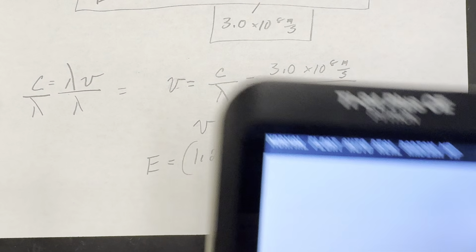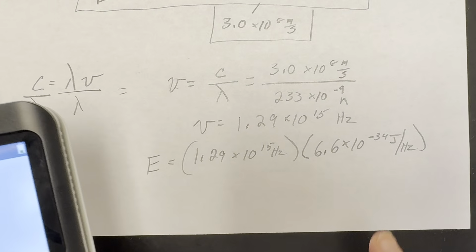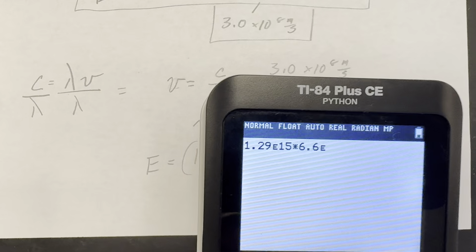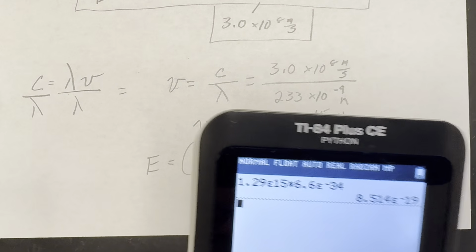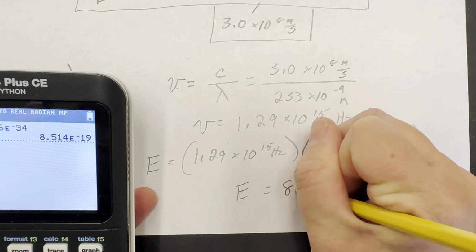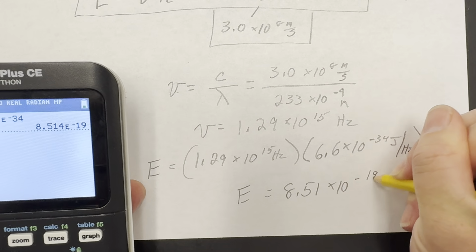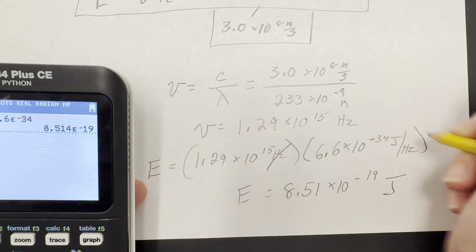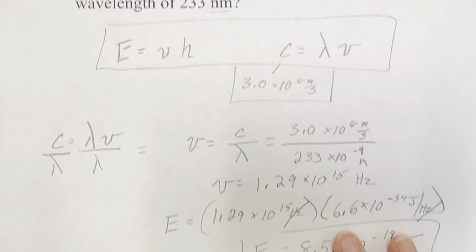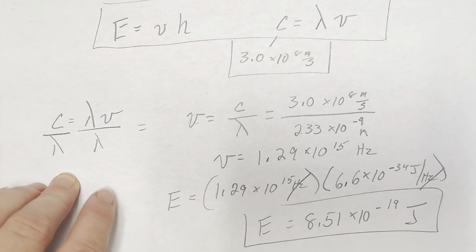And again, when you punch those in, 1.29 second EE, 15 times 6.6 second EE, negative 34, okay? And that gives you about 8.5, so your energy is about 8.51 times 10, remember times 10, to the negative 19th, and that is in terms of joules. The hertz had divided out, and there is your energy. Please make sure on any questions like this that you are showing us all of your work. All right, so you will be good to go with that one.